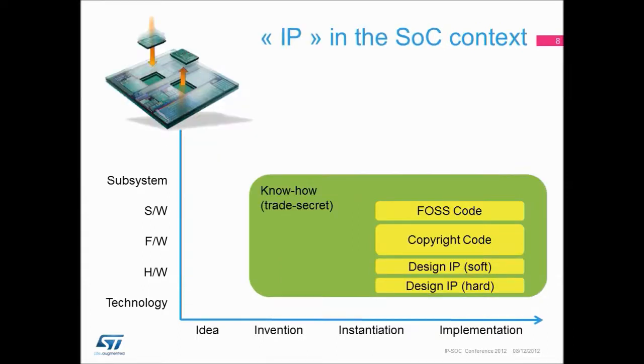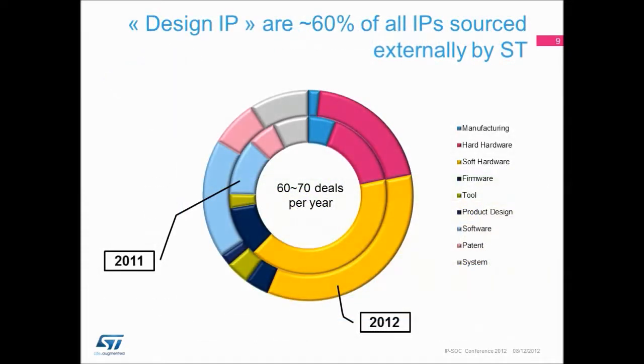Now, for SoCs, clearly what is key is these various components here. I have deliberately highlighted software, which is an increasing trend. I think it's a trend towards sourcing more software, whether in the open source community or proprietary software developed by third parties. I think this is a trend that we will continue to see prevailing in the future. So what ST buys, you can see in an average year, 2011 in the middle and 2012 in the outer ring here: we do about 60, 70 deals a year, more or less. And you can see the types of things that we buy.